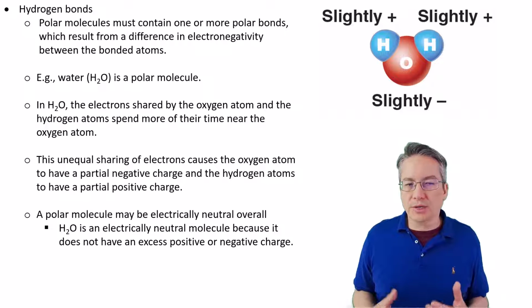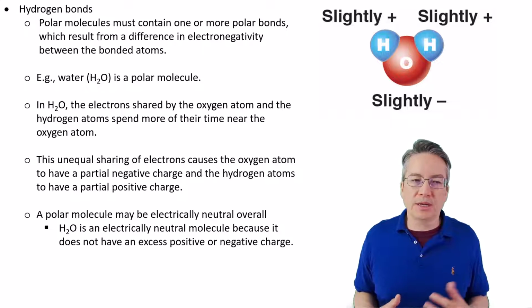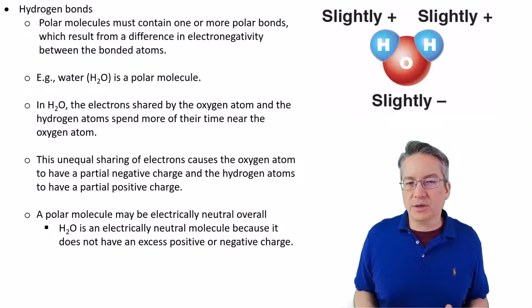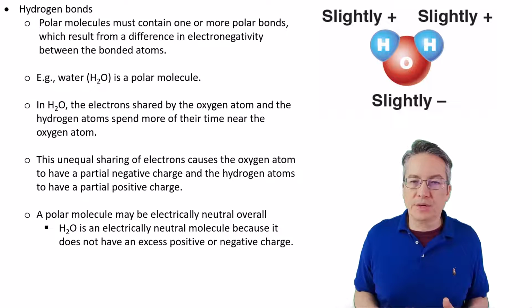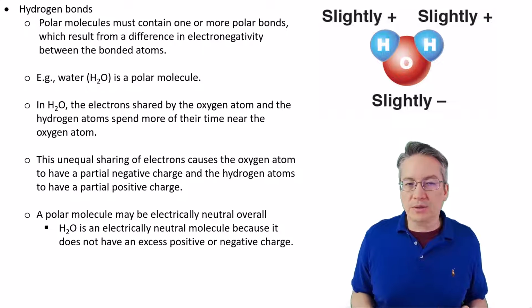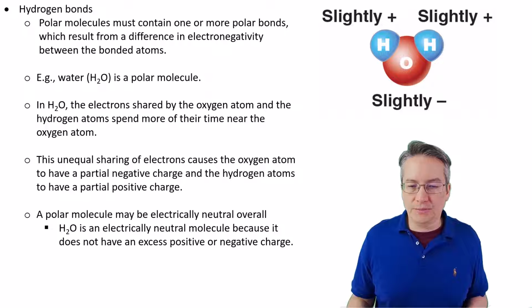In H2O, the electrons shared by the oxygen atom and the hydrogen atoms spend most of their time near the oxygen atom. This unequal sharing of the electrons causes the oxygen atom to have a partial negative charge and the hydrogen atoms to have a partial positive charge, as you can see in the picture here. A polar molecule may be electrically neutral overall. Again, we'll use the example of water. H2O is electrically neutral because it does not have an excess positive or negative charge.